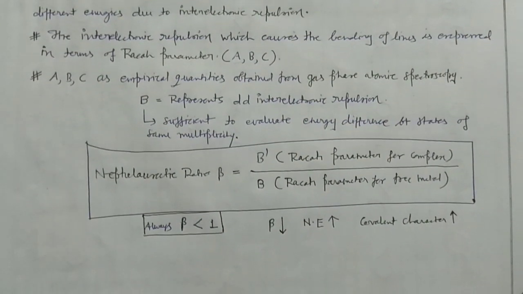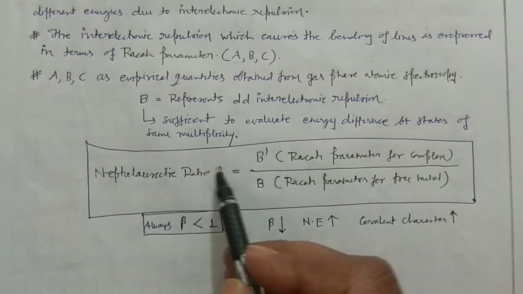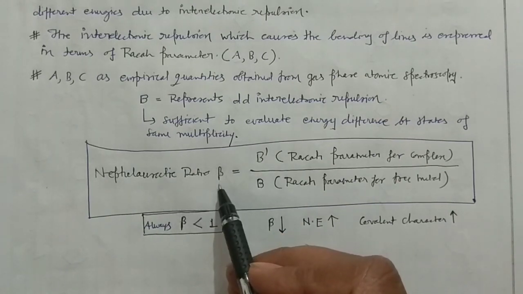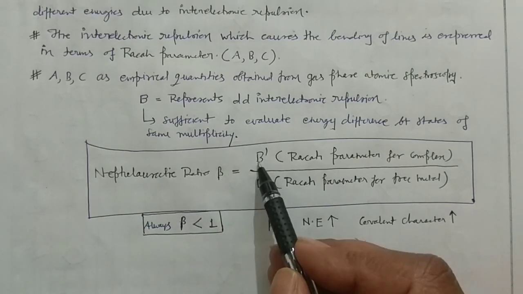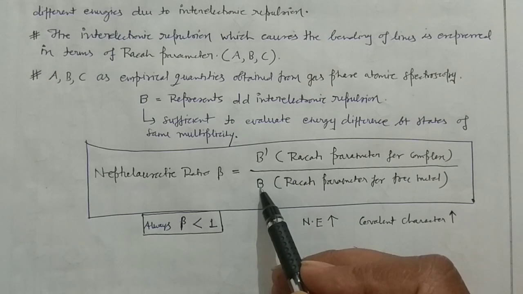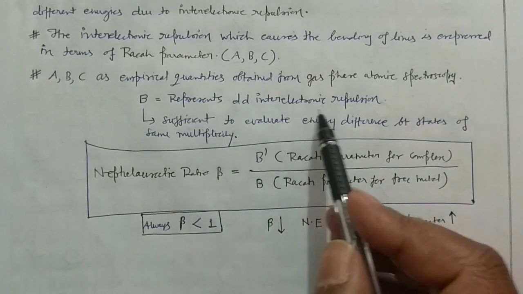Then after that there comes a very important point. This is the beta, the nephelauxetic ratio. It is called the nephelauxetic ratio, and that nephelauxetic ratio is what actually? It is B dash by B. Again, this is the Racah parameter B. You know B is what? It represents the d-d electronic repulsion.